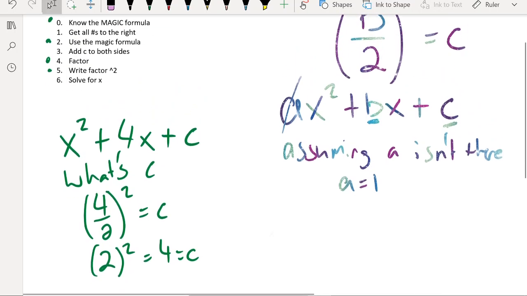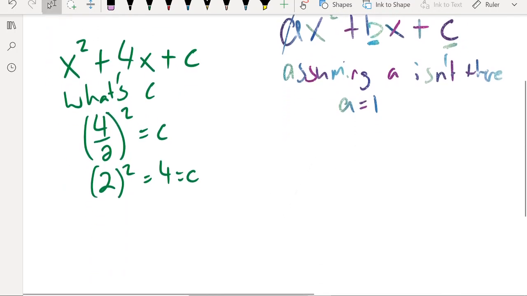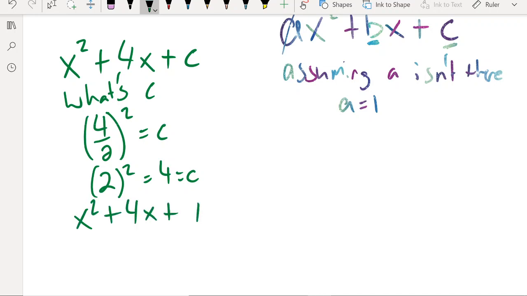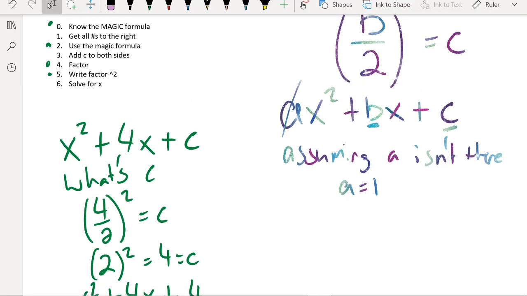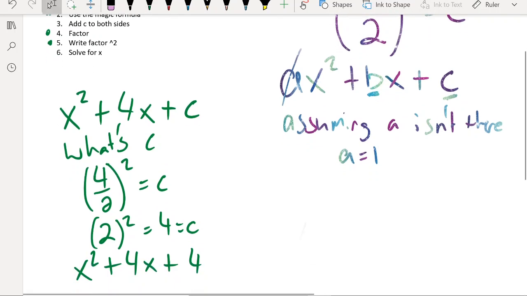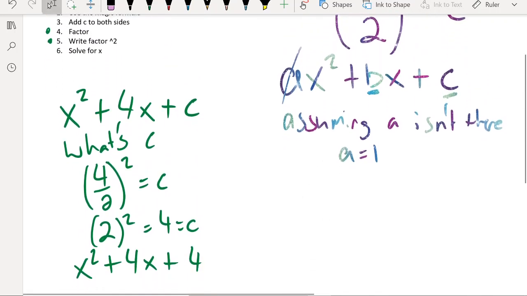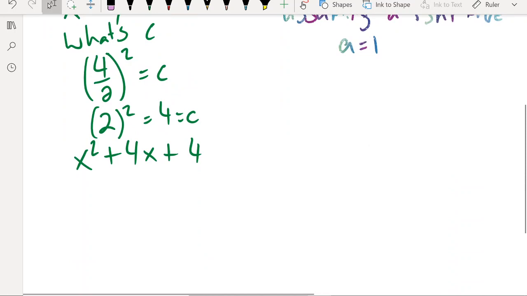Now, that's it. We're pretty much done, right? So we just have x squared plus 4x plus 4, right? Now, they might want you to write it, and this is why I have step 5 in here. Write the factor squared, okay? So actually, before we write the factor squared, we have to factor it. You don't need to use any other formulas.